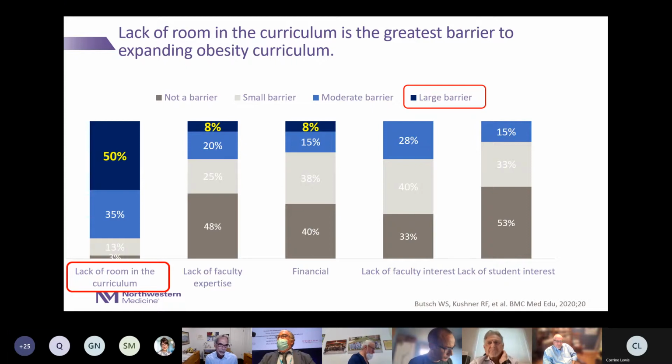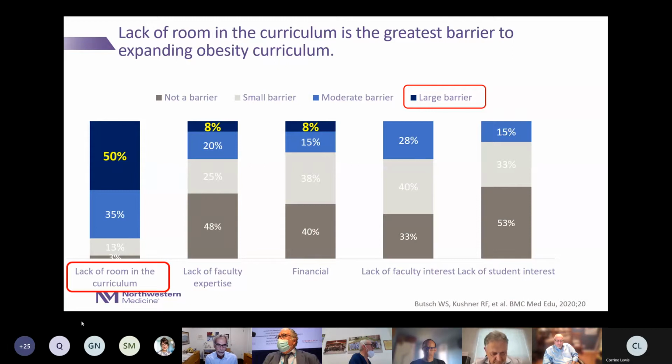And what that speaks to, and we'll talk about this later, is integration. We're not really looking for whole new courses in obesity. What we're looking for is how do you integrate it into the existing curriculum. And I'll show you an example of how we've done it at Northwestern as well. And you see the other areas, lack of faculty expertise. I do want to highlight that because if you don't have someone who can teach it in the school, it's going to be very hard to get it there.